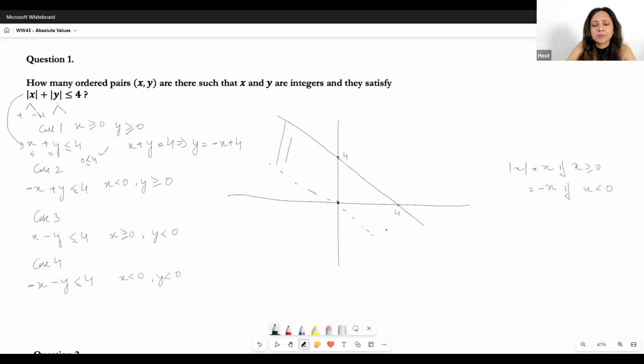If I shade too much of it, it's just going to become very messy, so I'm not going to do that. But we know that this side, the 0, 0 side, is valid, and that this entire area represents this particular inequality.